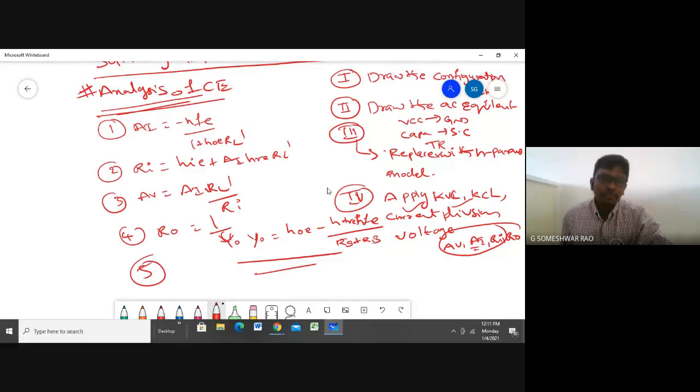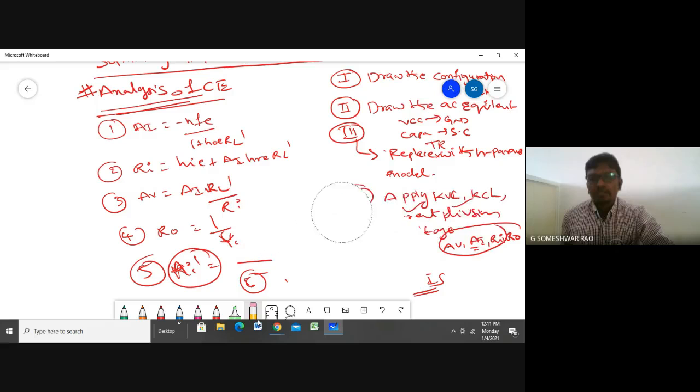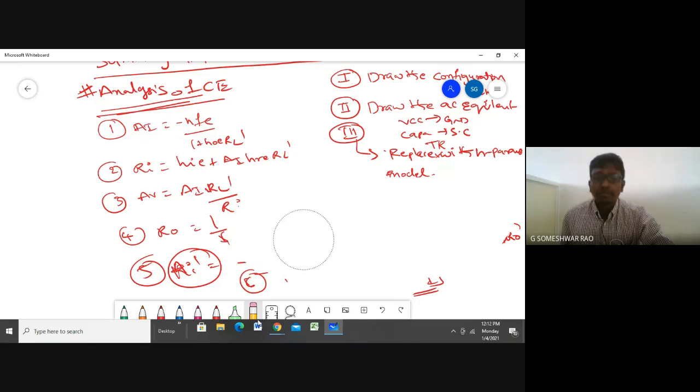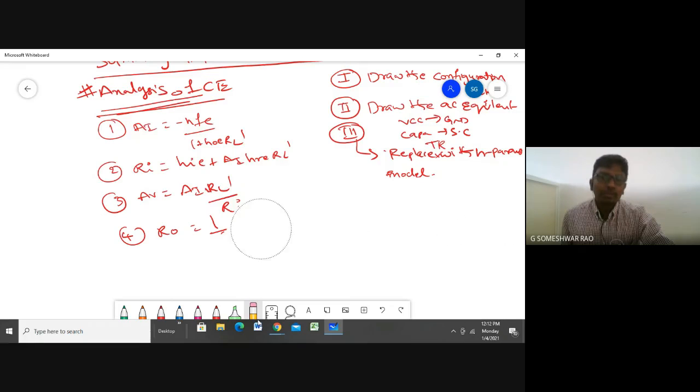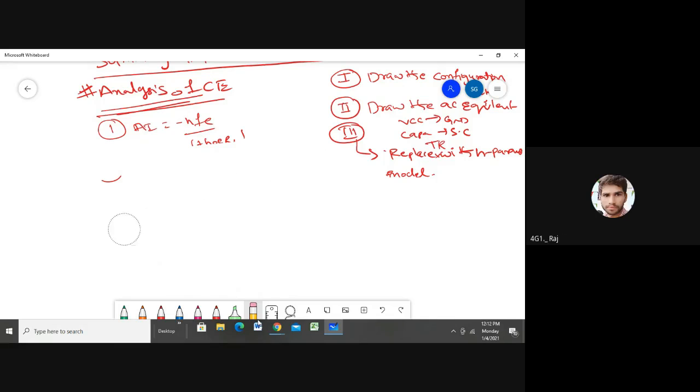Of course, we have derived a fifth parameter, Ri dash, which is the overall input resistance. The sixth parameter we derived is R naught dash, the seventh is AVS, and the eighth is AIS. So this was the last class. Always remember these formulas. Of course, we have also solved one problem based on the CE amplifier. Are you people following what I am trying to say? Yes, sir.